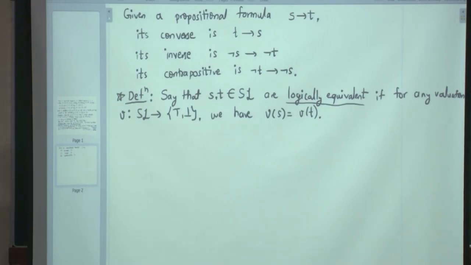So this notion really captures what we want to say, that their valuations, their truth values are always going to be the same. So truth value of S implies T will always be truth value of negation T implies negation S for any given valuation. So some standard logical equivalences.